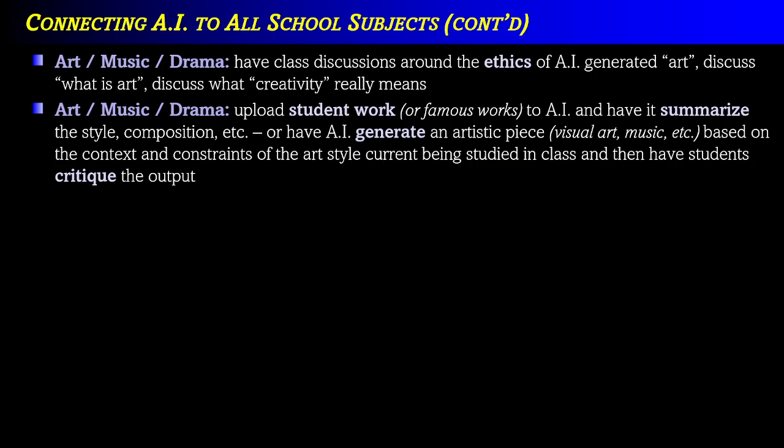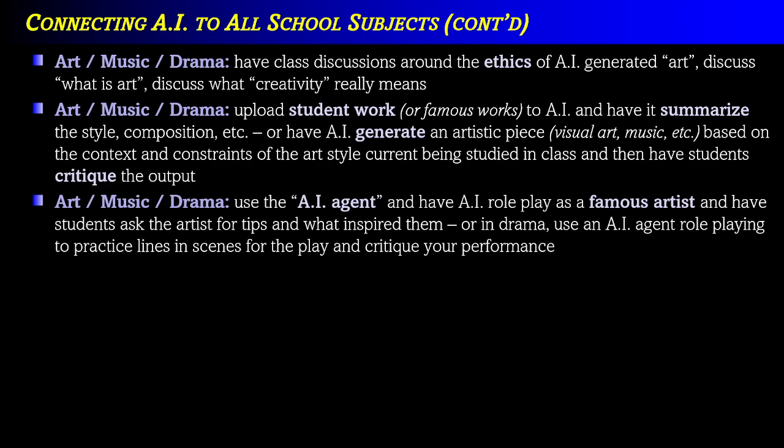You could upload student work or upload a famous work of art to AI, have it summarize the style, the composition, or have AI generate an artistic piece like visual art or music based on the context and the constraints of that art style. So students would come up with the context and the constraints and then have the AI generate art based on what they come up with. This could be something studied in class and then have students critique what it comes up with as an output.